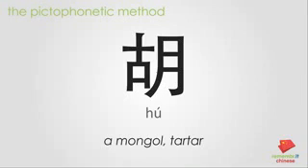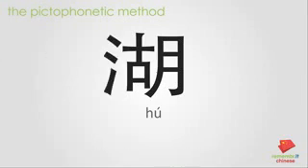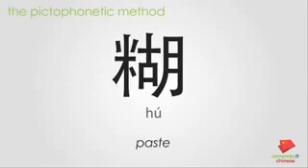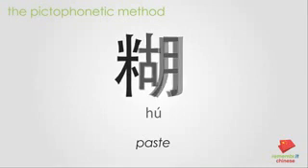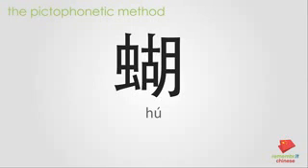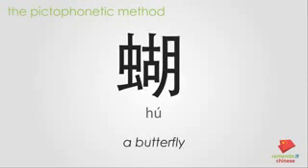We then add a picture radical to differentiate the character and to convey its meaning. In this case, we add the water radical to the left, and now we have a new character for the word 湖 meaning lake. Using this method, we can also create the character 糊 meaning paste by adding the rice radical. Paste, in ancient times, often being made from rice flour. And we can add the insect radical to create the character 蝴 which means butterfly.